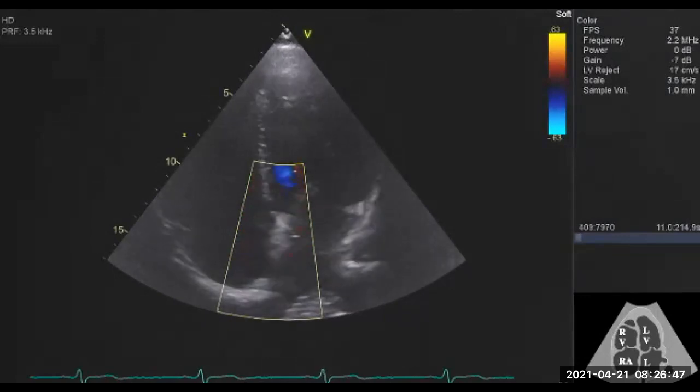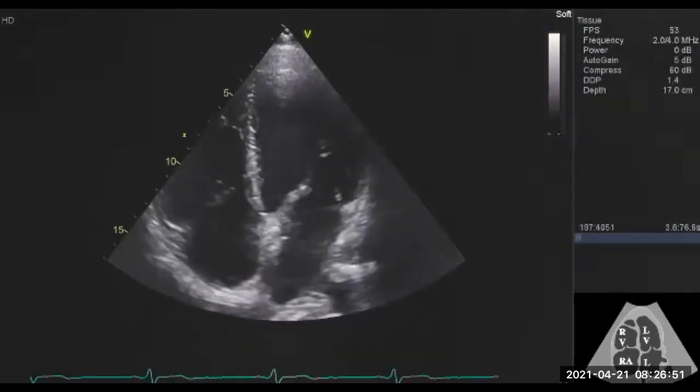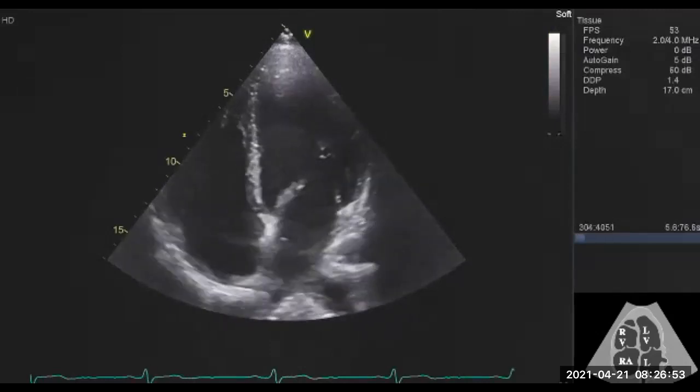So we can measure cavity sizes, we can measure diameters, we can do areas or volumes of the atria in this view.